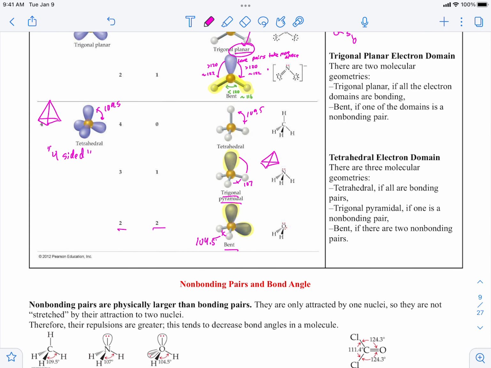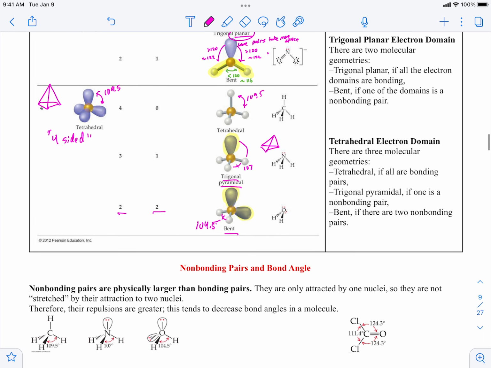Now, you're not going to be asked to recite what the specific bond angle is. You have to understand the concept. Lone pairs take more space, therefore they constrict the bonded atoms, and the bond angles get decreased. Okay? If you understand that concept, you're fine. That's what you need to explain, but you're not going to have to tell me the literal number.